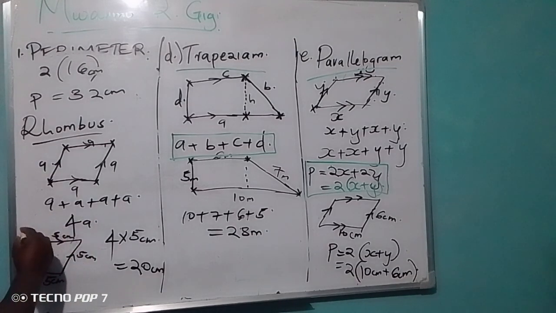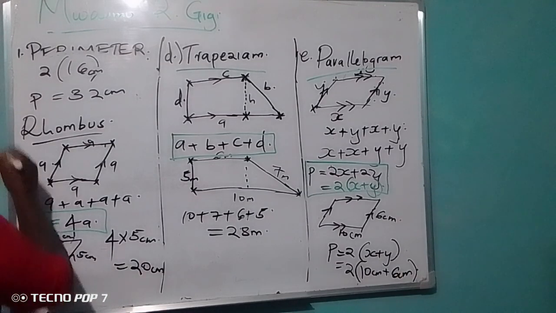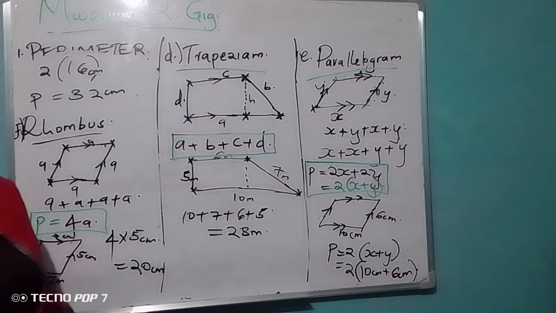Tuna highlight hapa. So be careful with those. Hizo ndio formula. Hizo zenye tumezi highlight hizo zote ndio formula. Okay? Rhombus imekuwa E, A, G. Tuende kwa G.